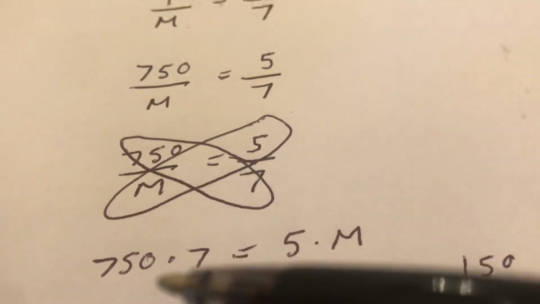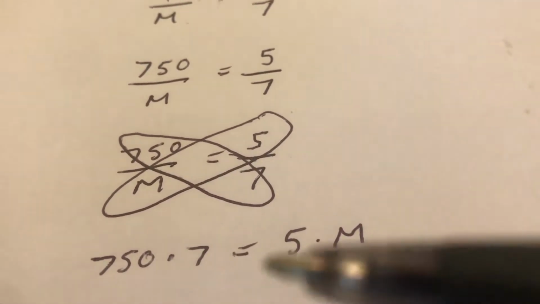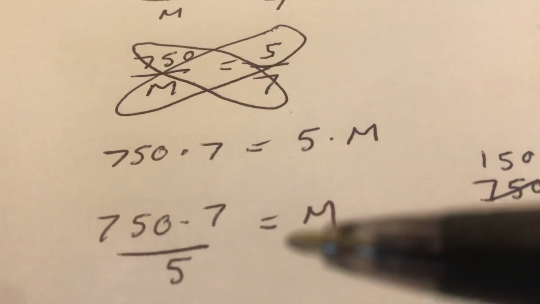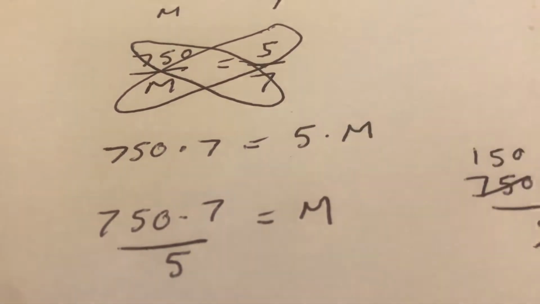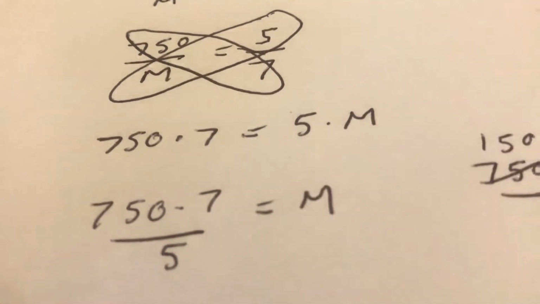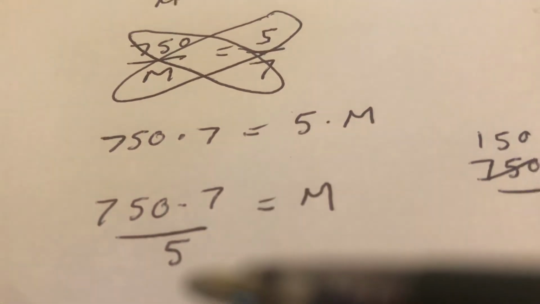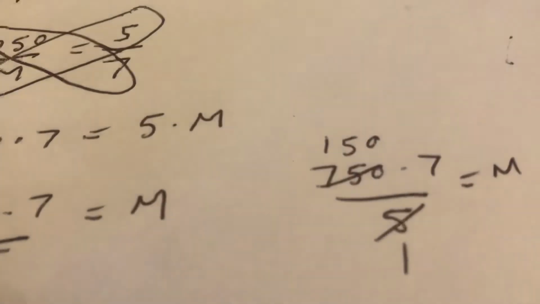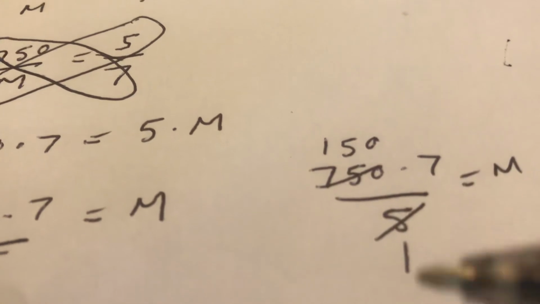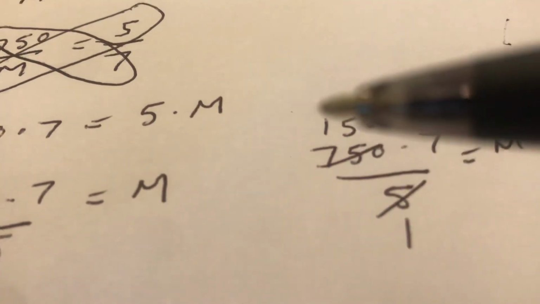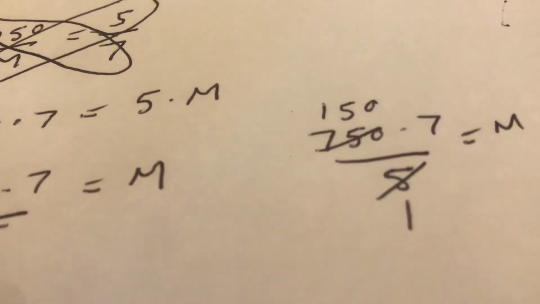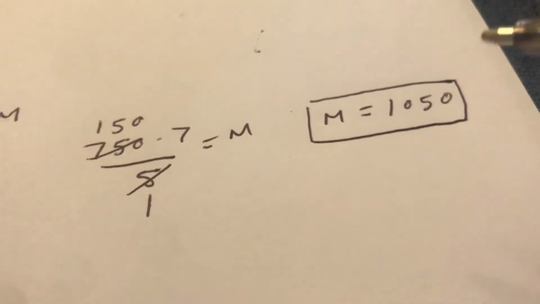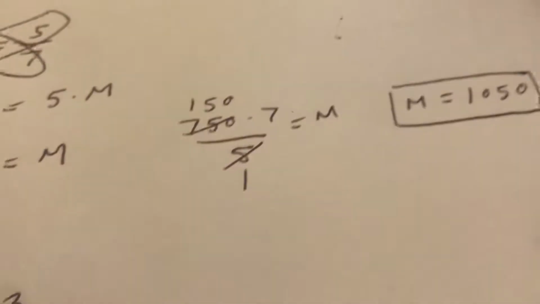Now you could multiply this out and then divide by 5, but I think it's better to divide both sides by 5 first. So when you divide this side by 5, the 5's cancel out, you're left with m, and you have 750 times 7 over 5. Once again, you could use your calculator, or you could cancel and do it mentally. 5 goes into 5 once, 5 goes into 750 150 times. And now 150 times 7 is 1,050. That's how many macaws there are.